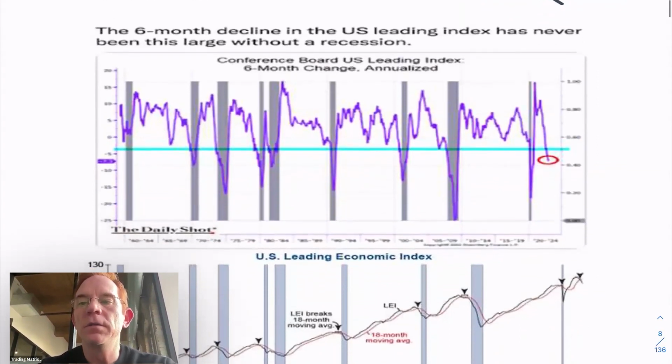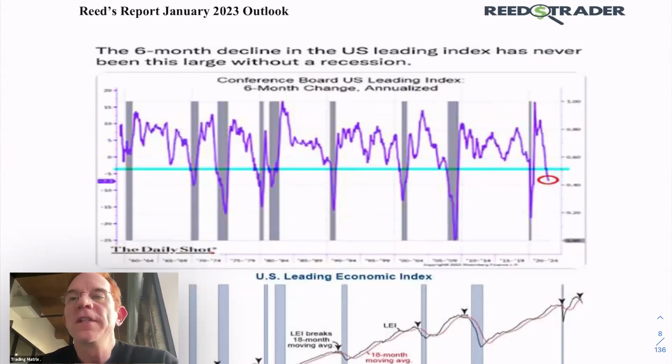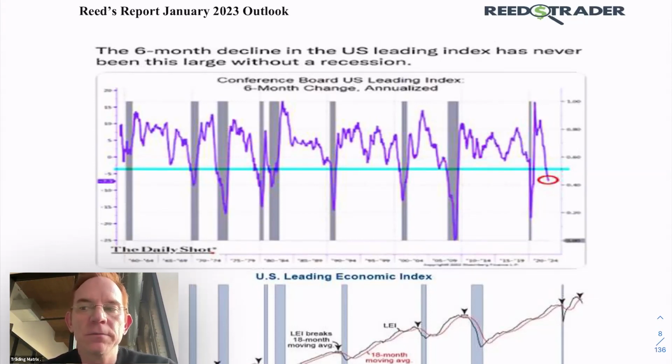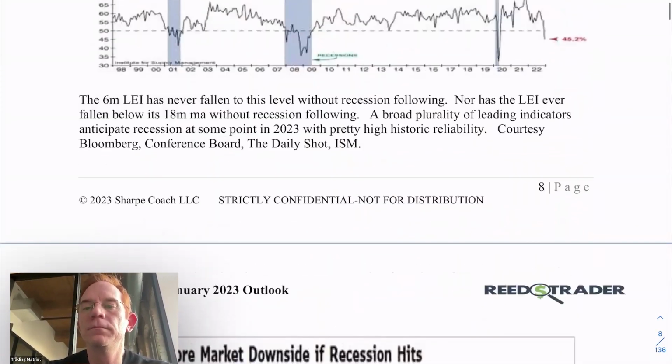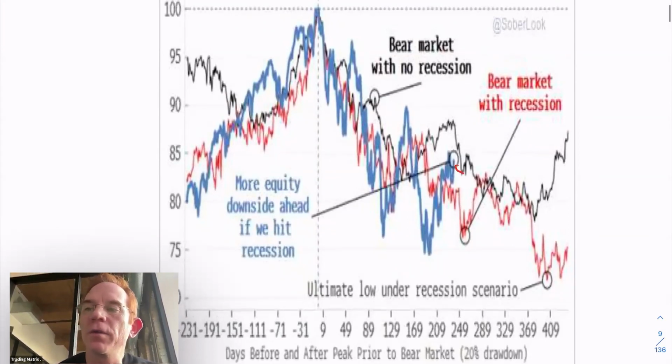One of the things we're seeing, for example, is the Conference Board measurement of U.S. leading indicators at 6 months change. It is collapsing. We've never seen this collapse and not have a recession. And if we do in fact have a recession, the stock market has a lot further to go lower.